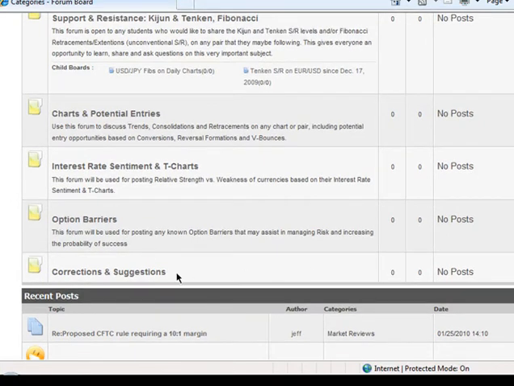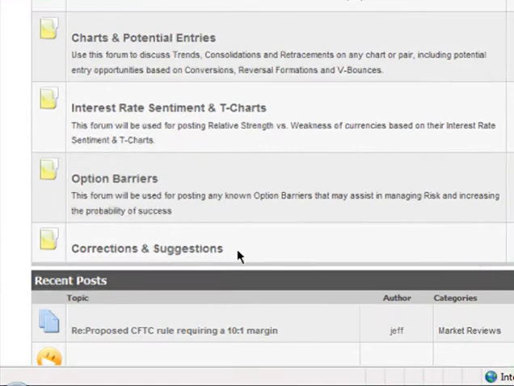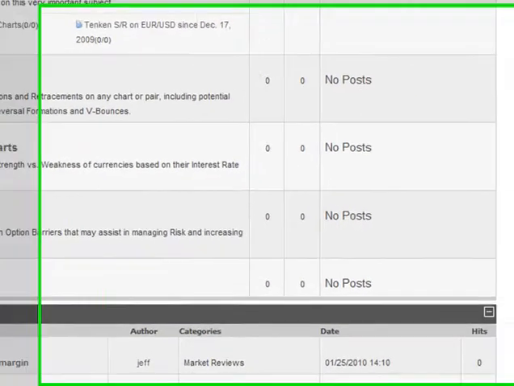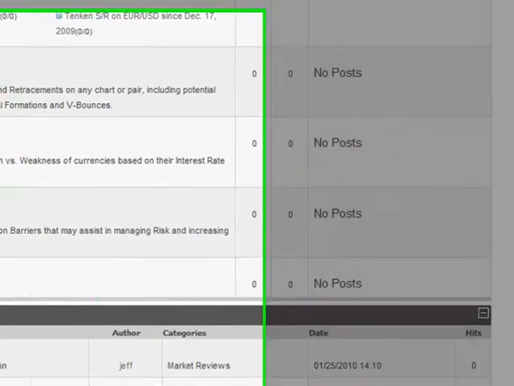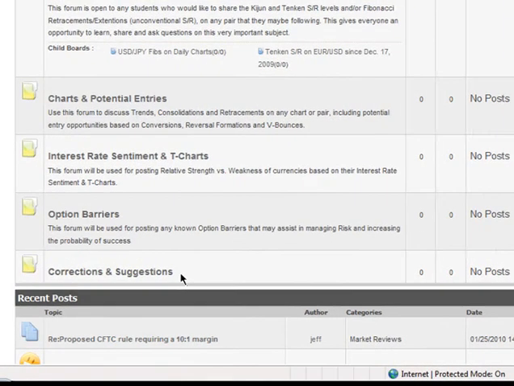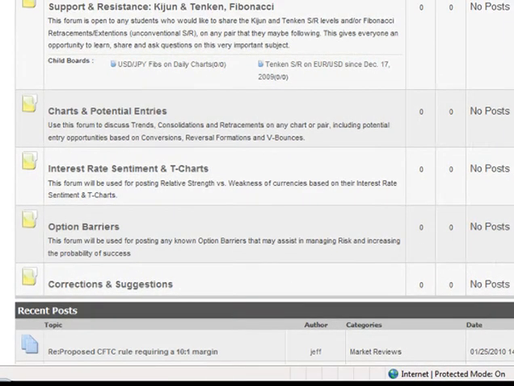Again, corrections and suggestions. Whether you're just pointing out that I missed a definition or a term on the Correctionary, our dictionary, or if you think we've actually gotten something wrong in one of the videos or one of the articles or the chart studies, please point it out here. Or if there's something missing or something's not working, if you'll let us know, we really would appreciate that.